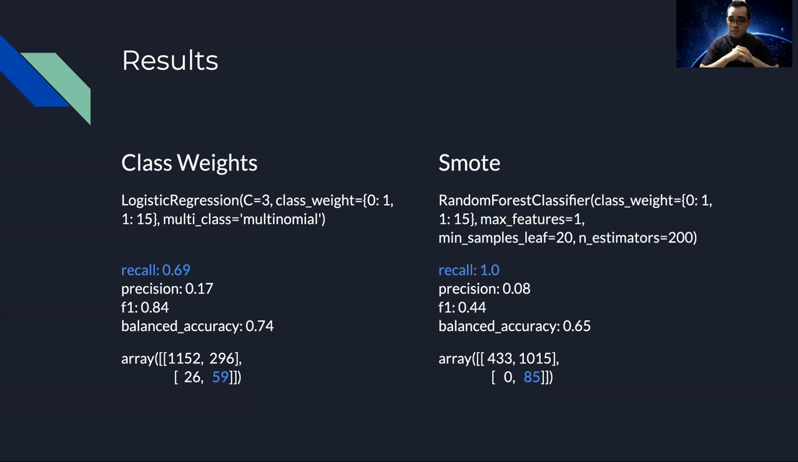But SMOTE is a little different. It chose, for example, random forests with these hyperparameters, and recall is much higher at 100%. It does cost us precision though, which is to say that it gave many more false positives than class weights did. So class weights kind of gave us a balanced, nice picture. SMOTE gave us a very, very strong recall, which we may need in certain cases.